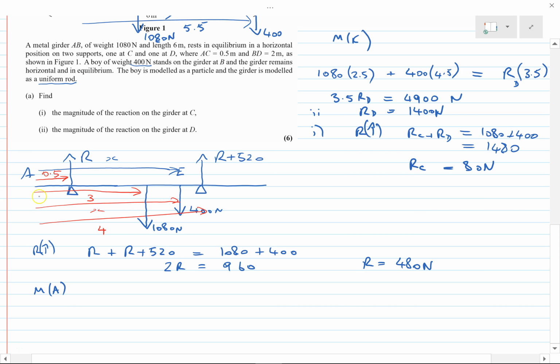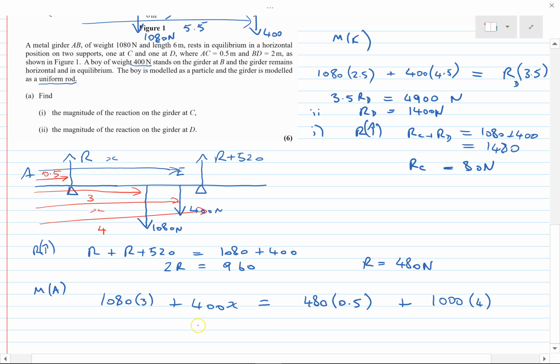So we have 1080 force times distance, 1080 times 3, of course it doesn't matter, I'm just trying to be consistent with the order, times 3, plus 400x, that's the distance we want to know, is equal to, and the two clockwise ones, R, which is 480, times 0.5, plus this force here, which is 480 plus 520, which is 1000, times 4.